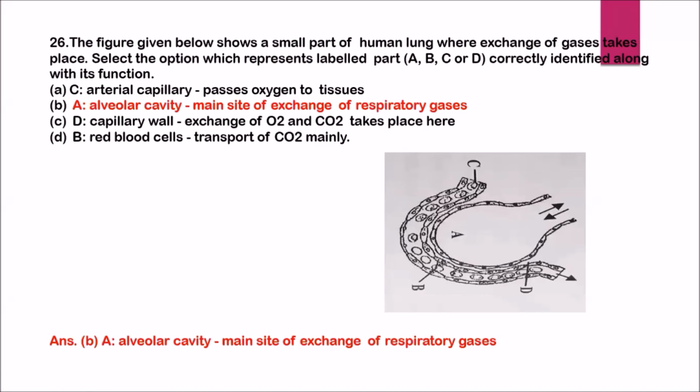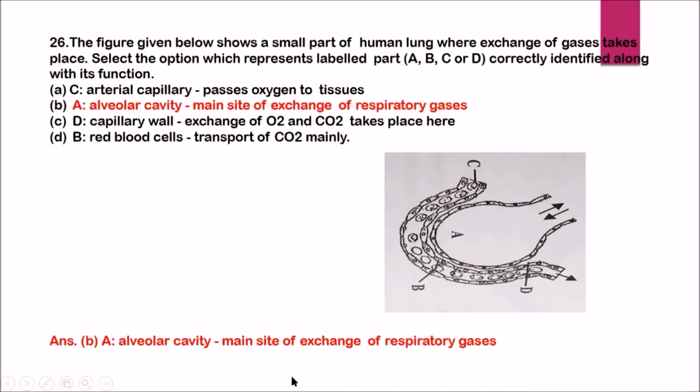So here comes the next question. The figure given below shows a small part of the human lung where the exchange of gases takes place. Select the option which represents labelled parts A, B, C and D correctly identified along with their function. So option A is C is arterial capillary and the function is it passes oxygen to tissues. Next is A is alveolar cavity and it is the main site of exchange of respiratory gases. D is capillary wall and its function is exchange of oxygen and carbon dioxide. And B is red blood cell and it transports carbon dioxide mainly.